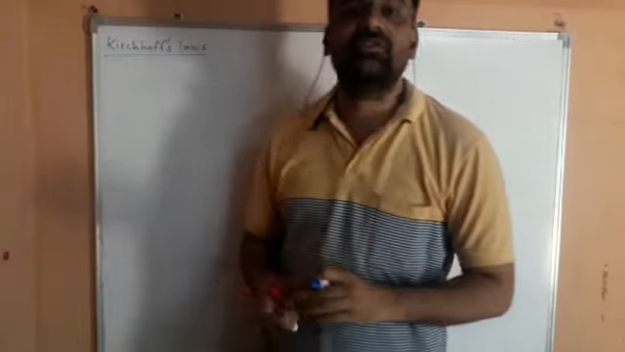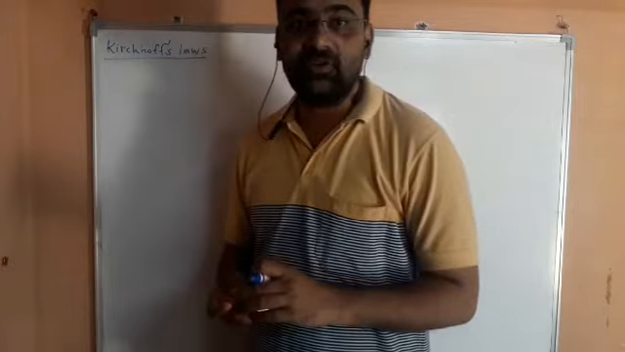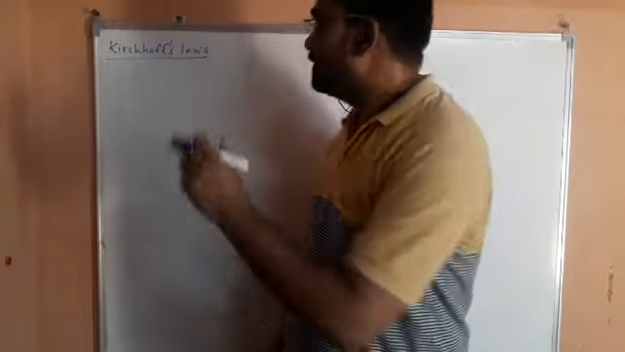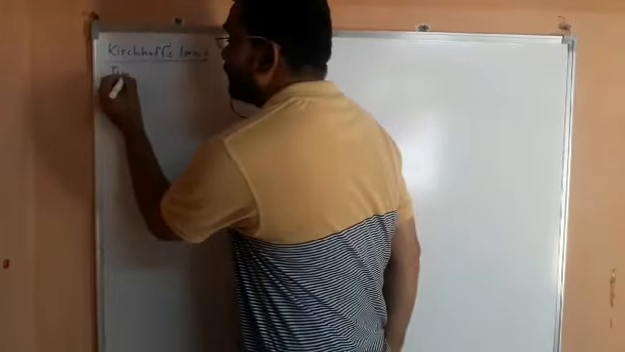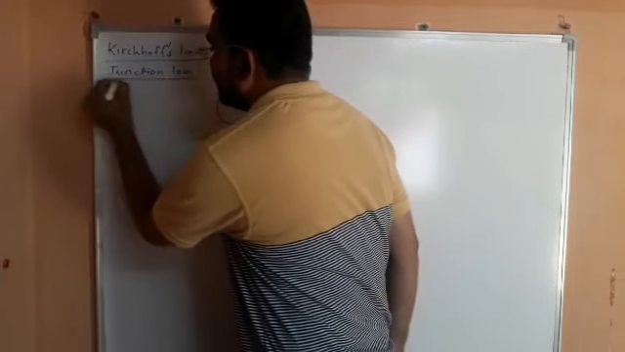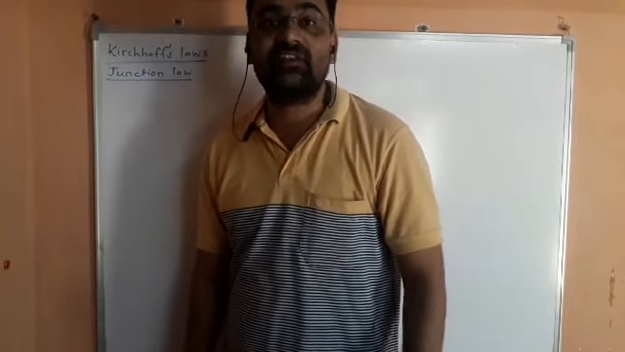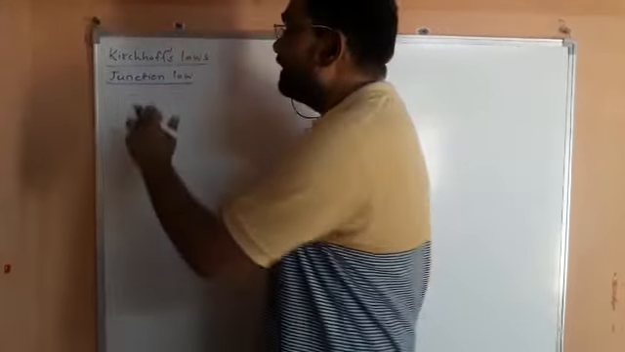In the last video, we learned just the introductory part of Kirchhoff's law. Now we'll learn those in detail. The first law we call the junction law. Already we have learned what a junction is: the point in an electric circuit where currents can come in from multiple directions and go out from that point. Then we call it a junction.